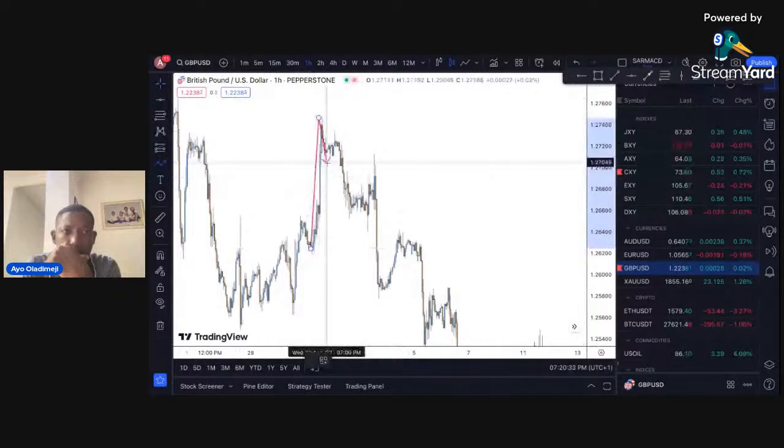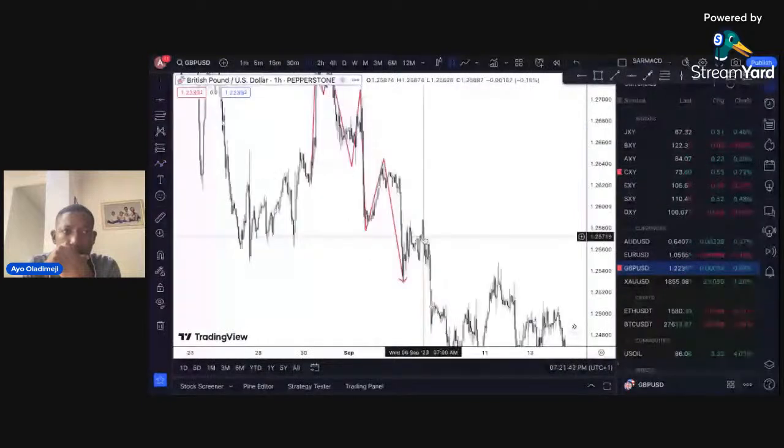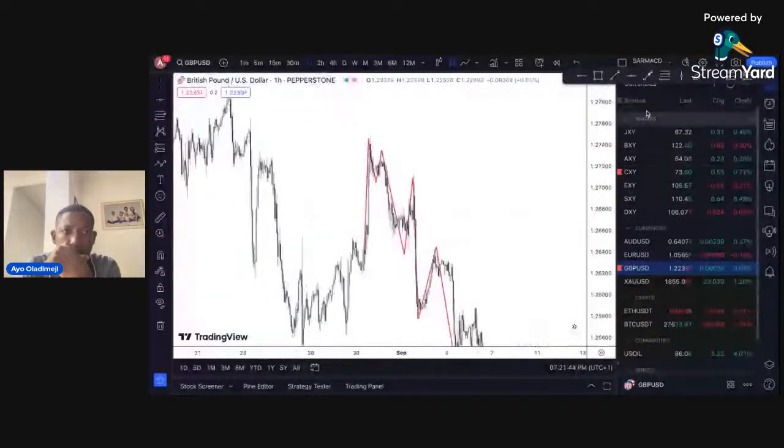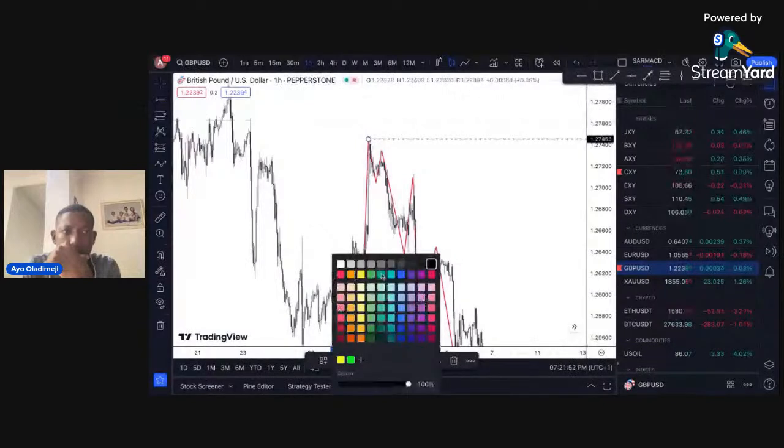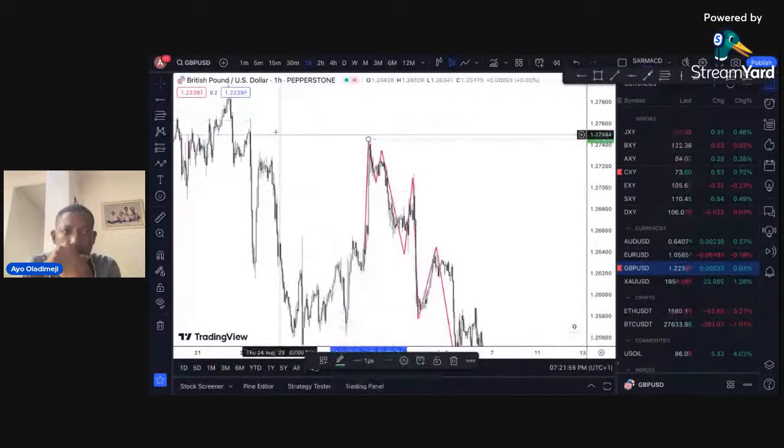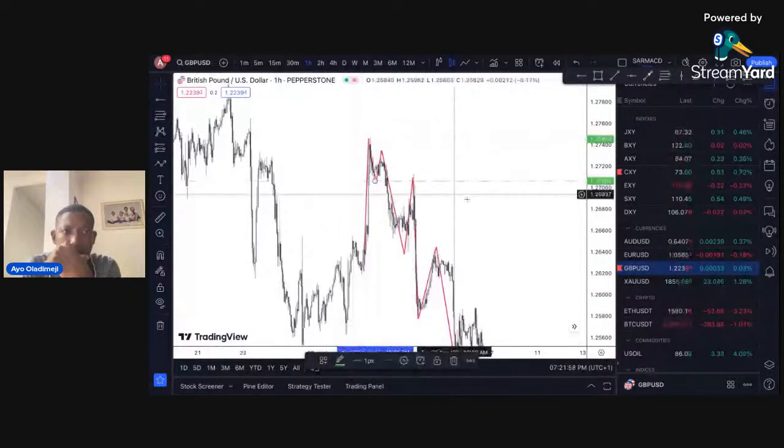Came down, support. Okay, so from here we can see a series of resistance. Let me give it a color, let's color it green, and let's color the support red. Support.